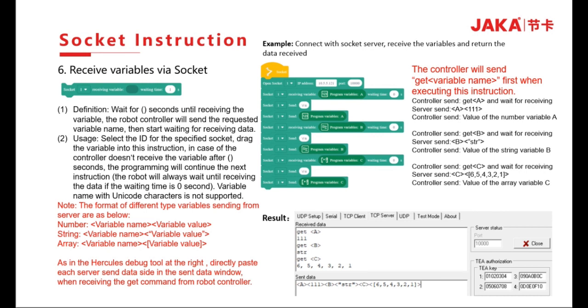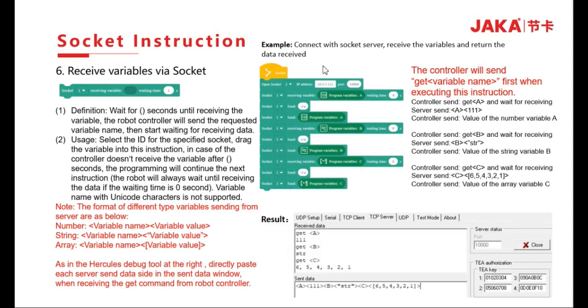In case the controller doesn't receive the variable after a certain amount of seconds, the program will continue to the next instruction. The robot will always wait until receiving the data if the waiting time is 0 seconds. Variable names with a Unicode character are not supported.